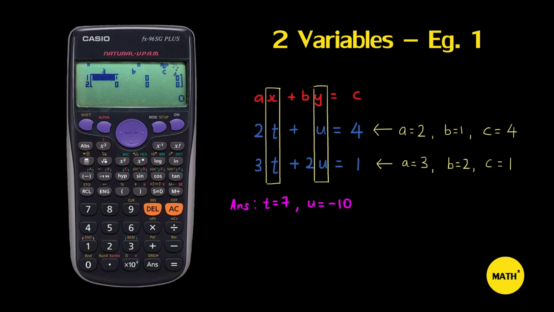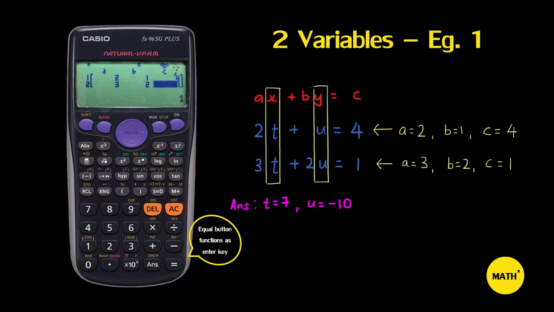This means that in the first row, we need to key in 2, 1, and 4. To do so, we press the number followed by the equal sign. The equal sign functions as enter. So we press 2 followed by equal, then 1 equal, and then 4 equal. Let's do the same for the second row. We press 3 equal, 2 equal, 1, and equal.